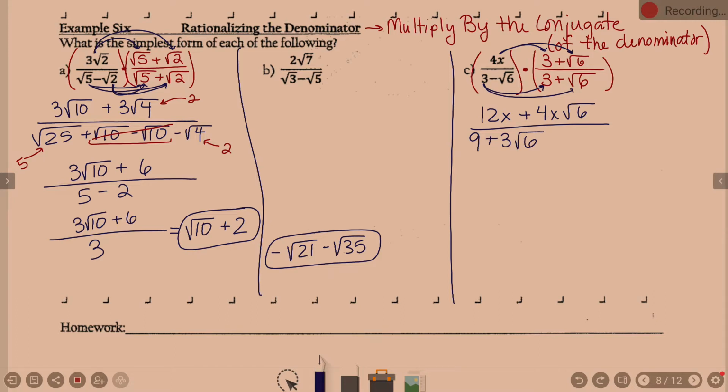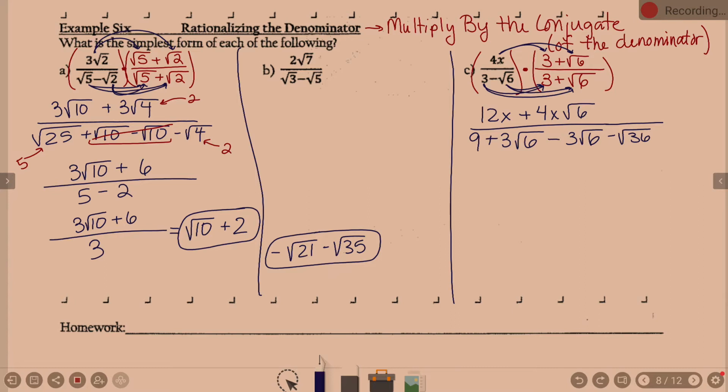Now, negative square root of 6 times 3. 3 times square root of 6 is just still 3 square root of 6. It's just positive times negative, so negative this time. And negative square root of 6 times square root of 6. You can say minus square root of 36, or you could go ahead and say minus 6. I don't care what you write on your papers at that point.